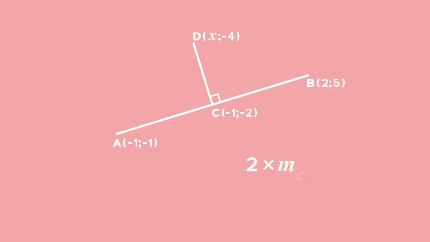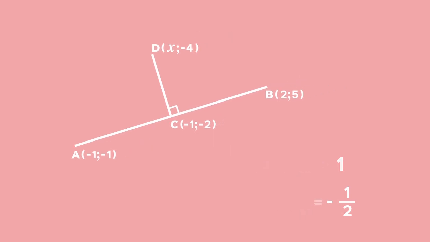We've got 2 times the gradient of CD equals negative 1. Therefore, dividing both sides by 2, I get that the gradient of CD must be minus 1 over 2. Let's work out the gradient of CD.